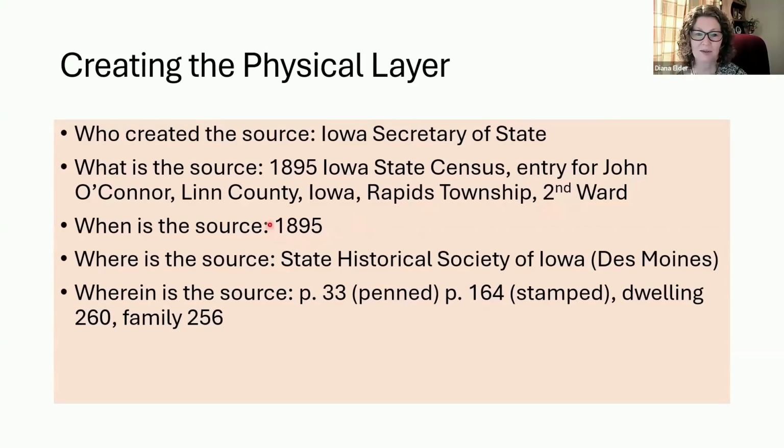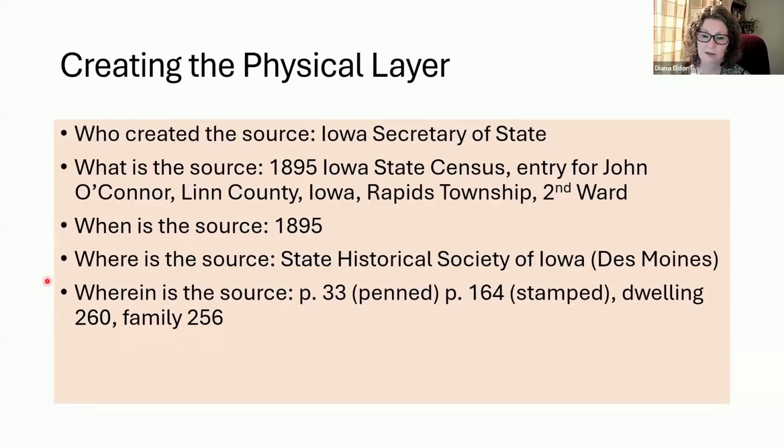So when is the source? Well, it's 1895. Where is it? It is physically housed at the State Historical Society of Iowa in Des Moines. And then specifics within the census: the two different page numbers that are noted, and then the dwelling, 260, and the family, 256. So this gives us a lot of basic information.